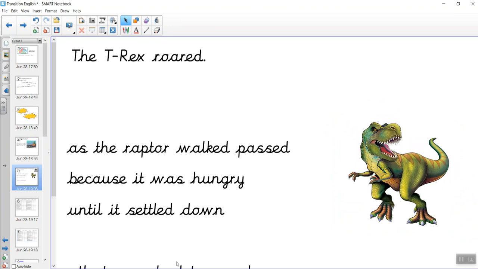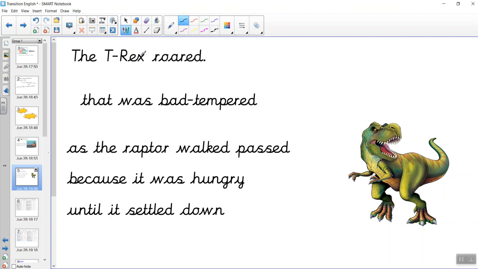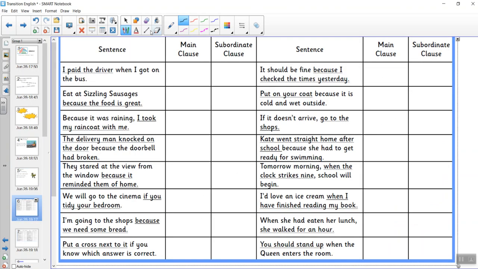Here's my relative clause. "That was bad-tempered." It's not going at the end because it's relative. It's connected to the subject of the sentence. The T-Rex that was bad-tempered roared. So it would go in there, and I probably will put commas before and after it because it is an embedded clause. So your job now is to pause the video and have a go at this.